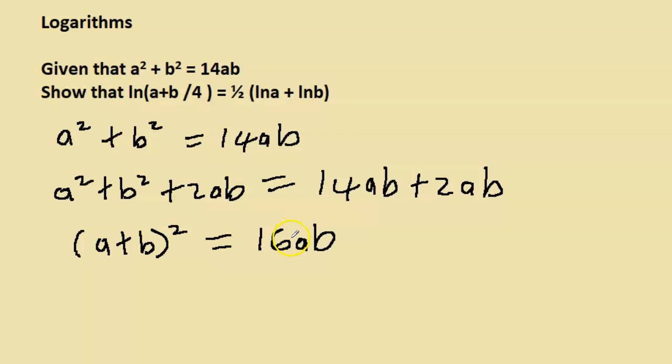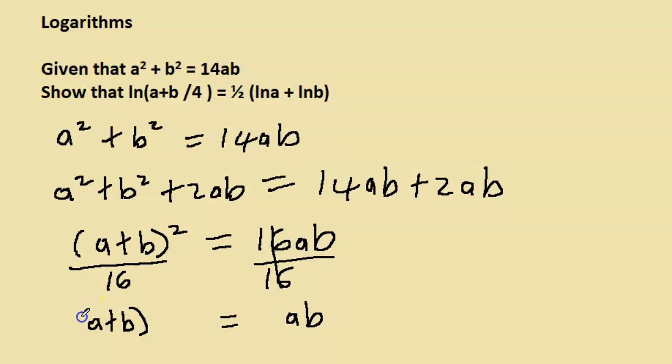Good? And where do we go from there now? Notice in the bracket is just a plus b, so we don't want this to have a coefficient. So we can divide both sides by 16. Divide both sides by 16, so 16 to 16, right? So here we have ab, and over here we have (a plus b) squared over 16.